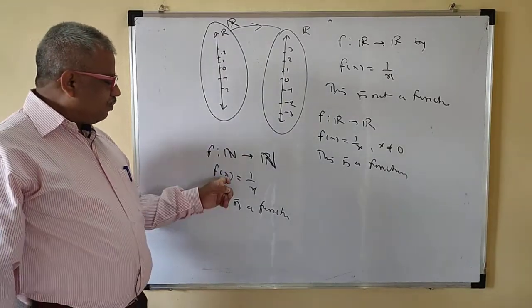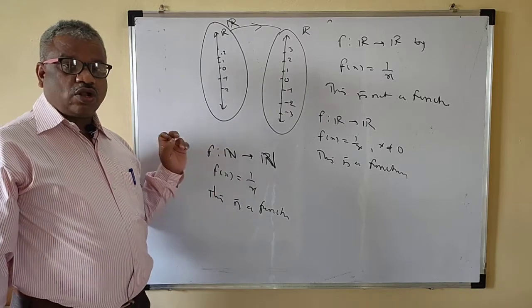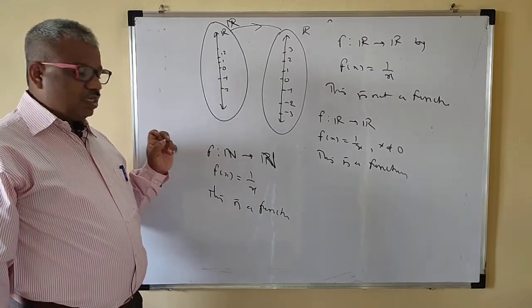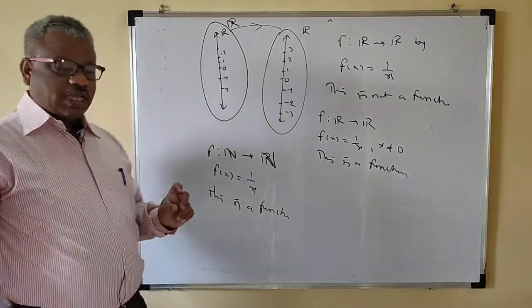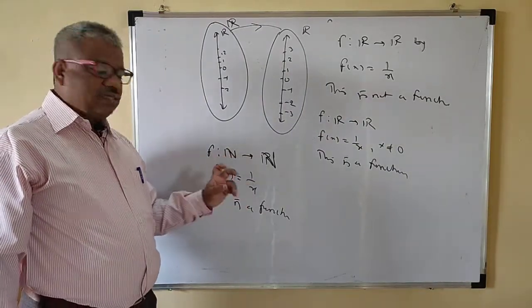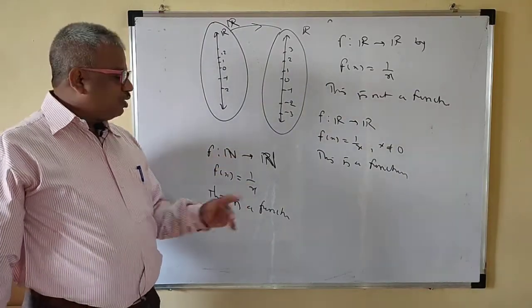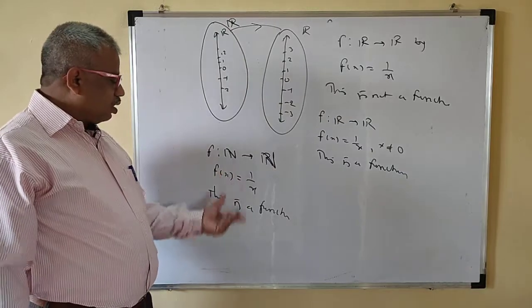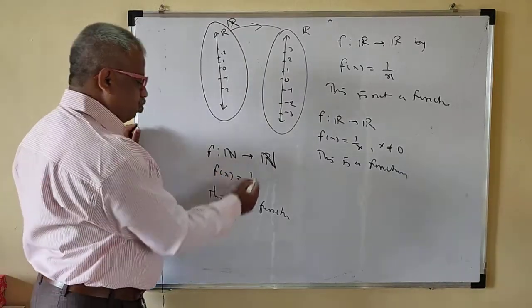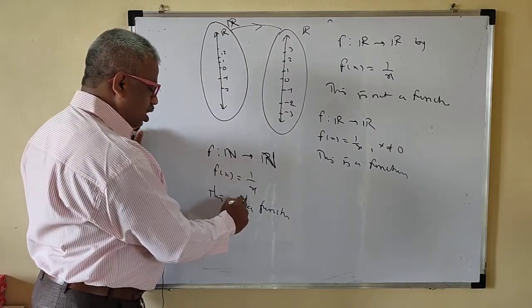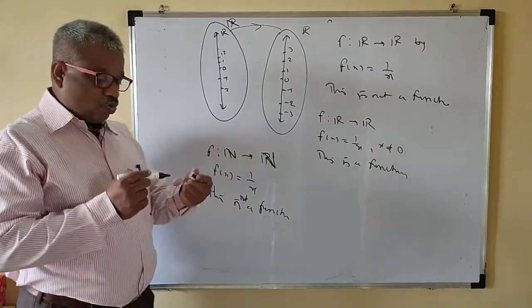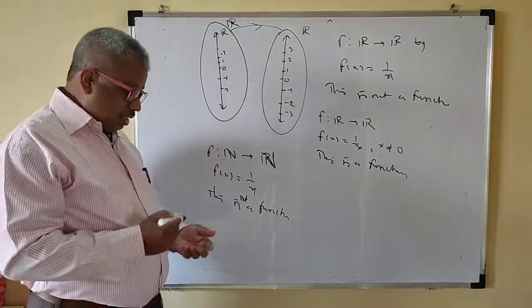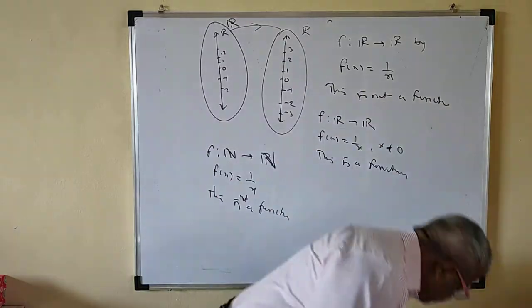So that means what here? The reciprocal of a natural number need not be a natural number. So only 1 has an image here, but the rest of the natural numbers don't have images. So that means this is not a function. If both your domain and codomain are like this, then this will not be a function.